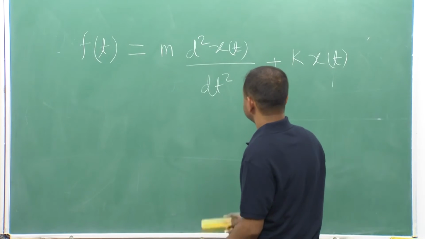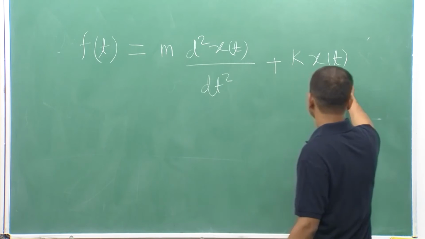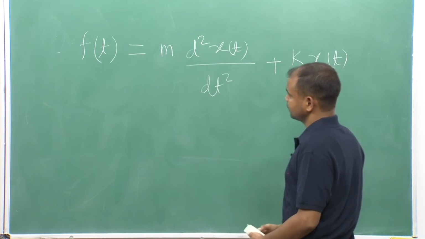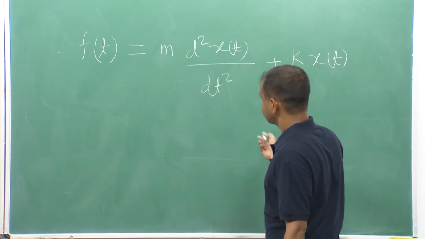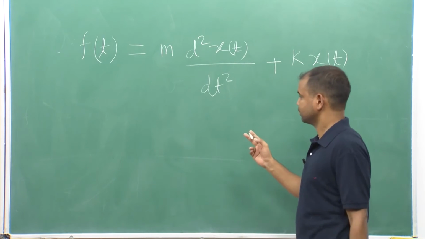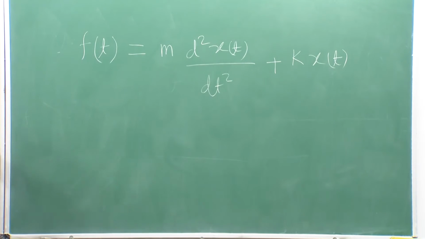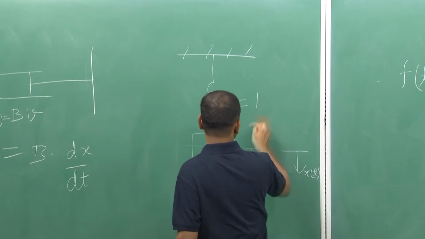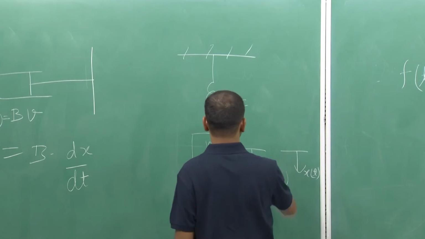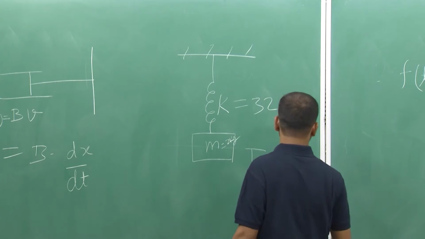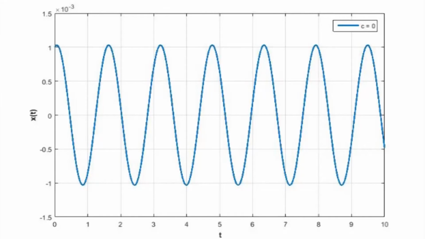So, both these forces, this inertial force and this spring force, are conservative in nature. That is why this will keep oscillating, and if I solve this differential equation, I will get the solution in the form of sine and cosine. Suppose I have a spring constant of 32 and a mass of 2 kg. You can see its response plotted in this plot.